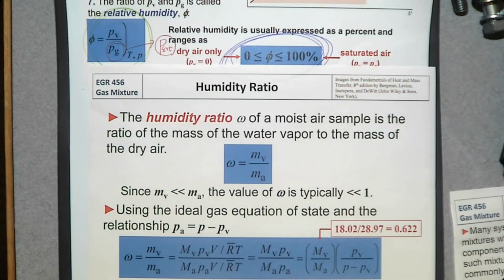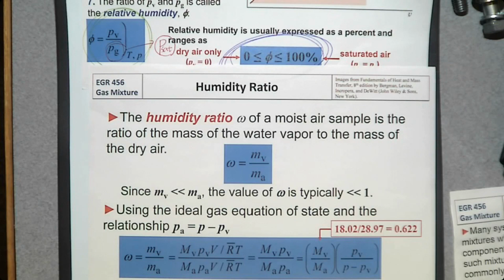So what you need to know is how to convert between the unit that we use in our real life and the parameter that we use in our thermodynamic calculations. So there are two of them. Relative humidity, that's what we use in our real life. And the humidity ratio, this is what we use in our thermodynamic calculation. Okay?